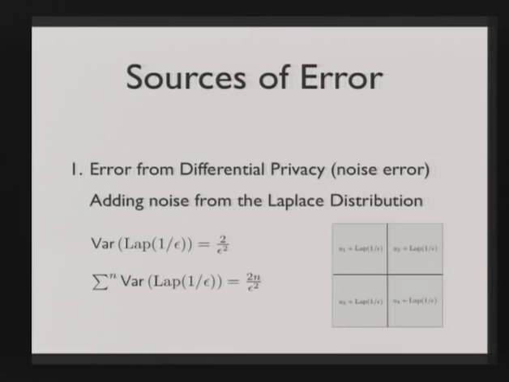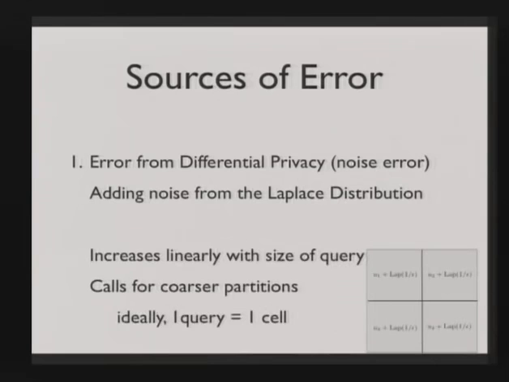Now, let's look at this error alone. And let's think about how we can partition the data set, issue differentially private count queries, and minimize this error at the same time. Well, if we think about it for a bit, we realize that since this error increases linearly with the size of the query, I ideally want the query to be as big as the size of the cell, or the cell to be as big as the size of the query, so that my query only intersects with 1 cell, and I just incur an error variance of 2 over epsilon squared. So this would call for coarser partitioning of my data set.